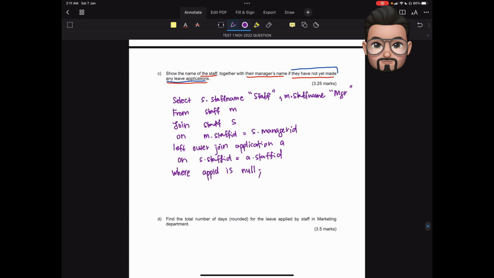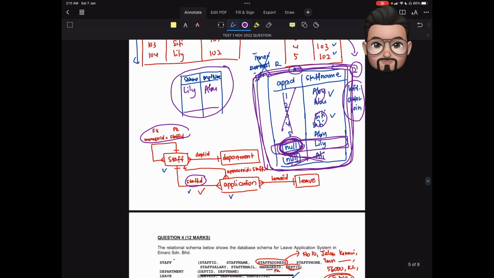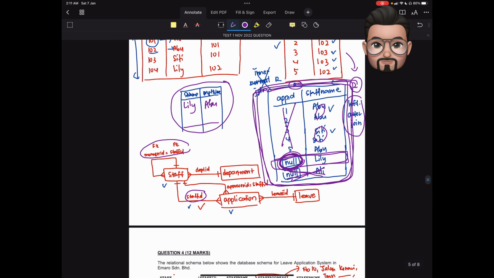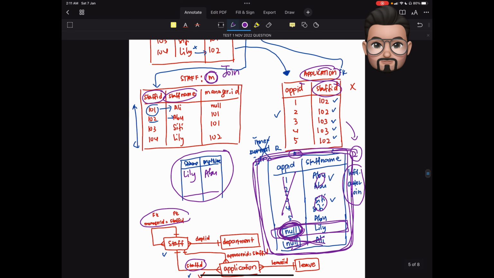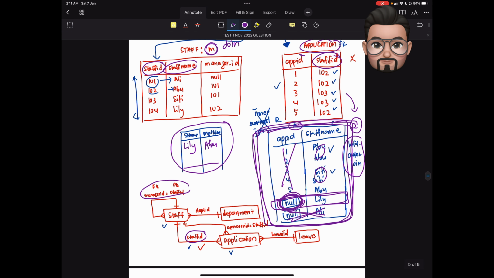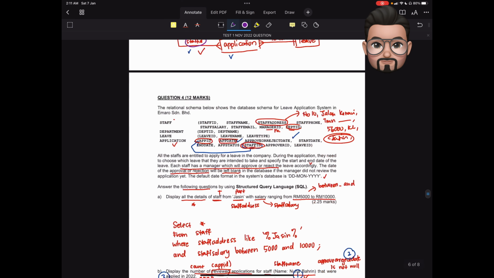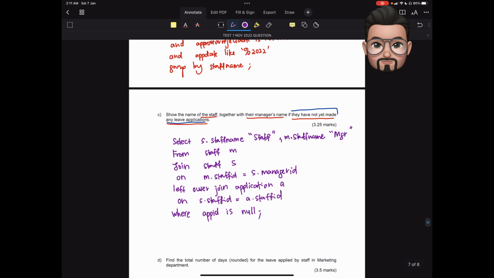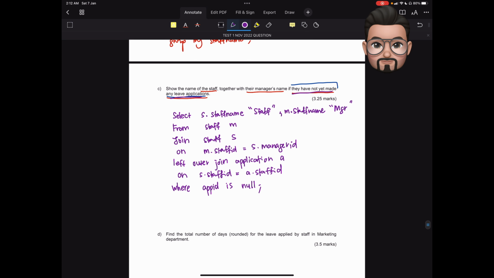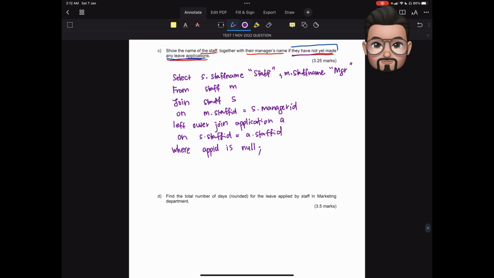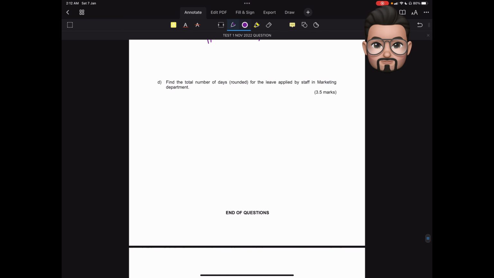So now we have all the managers and their staff. However, the application ID must be null so that we get to the question, the staff that have not yet made any leave application. Okay, that's for C. I do hope you understand this part. And let's move on to the last one.